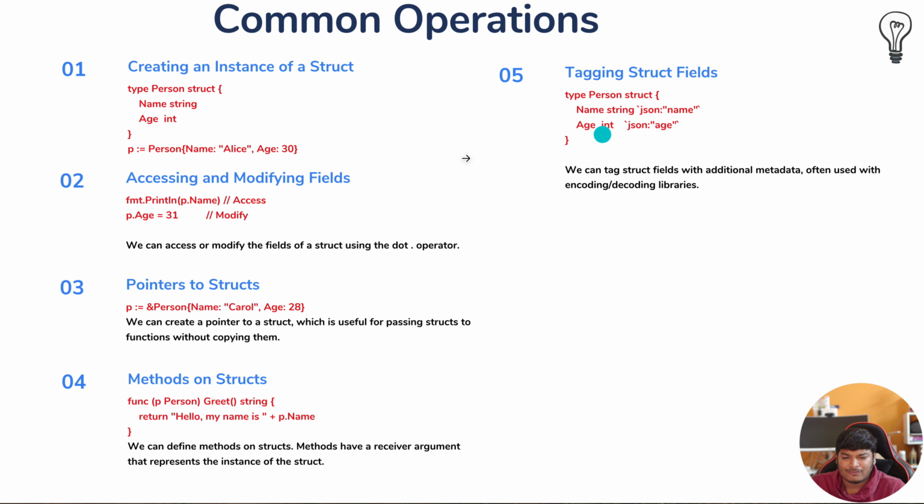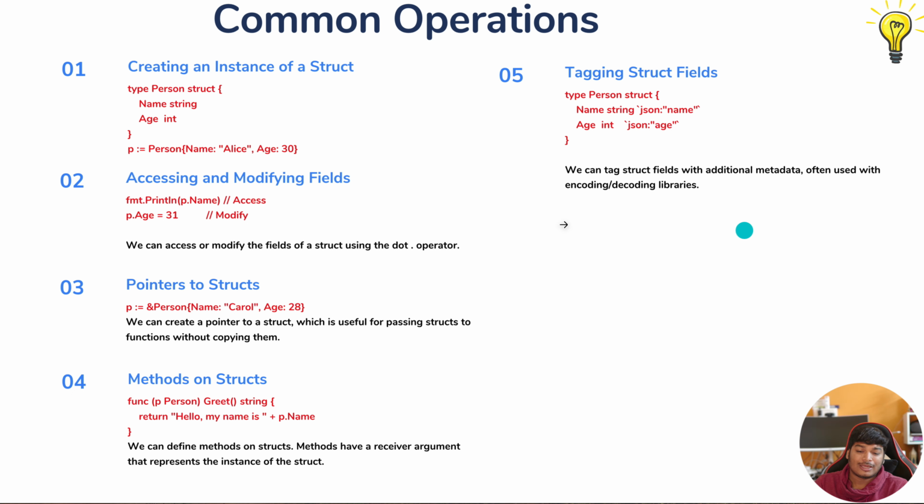Let's see the example first here. That is type, then space, person. This is a custom data type name. Then space struct, which is the keyword here. Then in the opening and closing of the second brackets, we mention the field name, that is name. Then string. Now in the JSON, we are saying the name is name, all small. The age is integer, but in JSON metadata we are saying it's age, all in small.